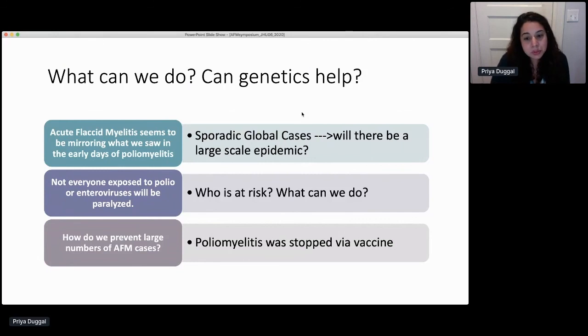And then, of course, we know that poliomyelitis was stopped with a vaccine. So AFM may also need to be stopped with a vaccine. And can genetics help to enhance a potential vaccine by the knowledge that we gain from it?